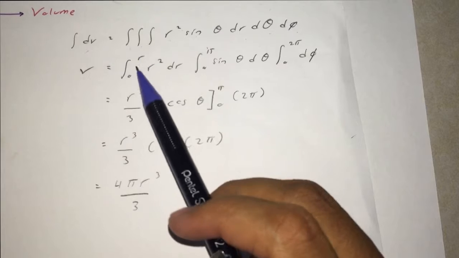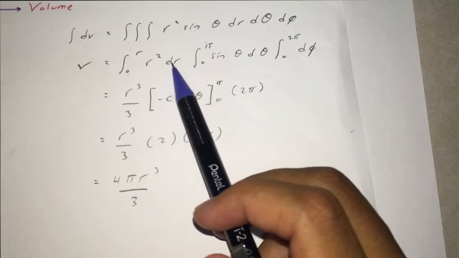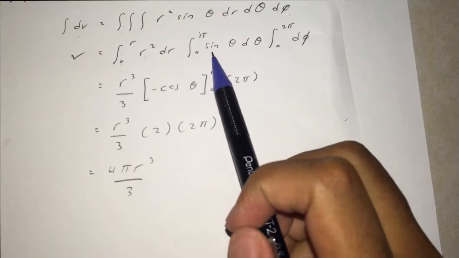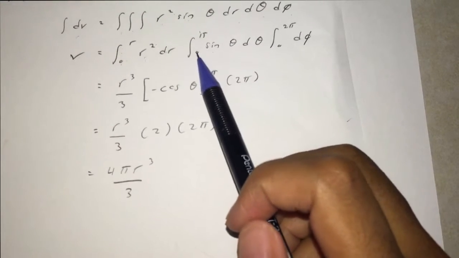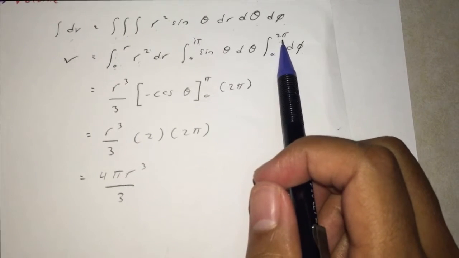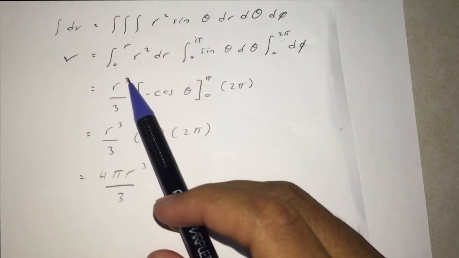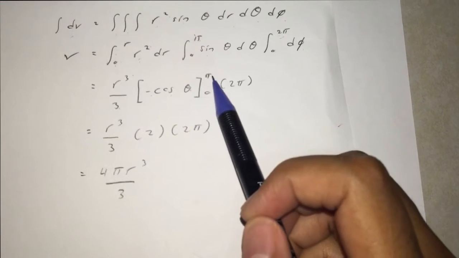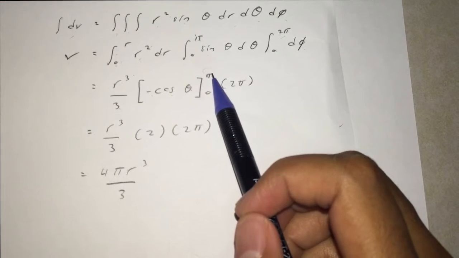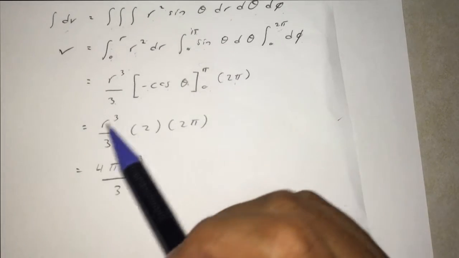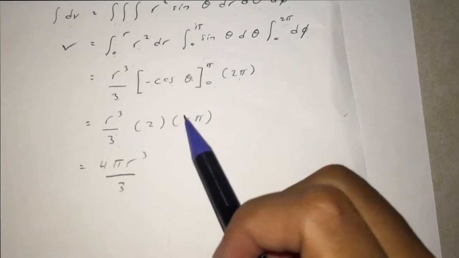So we will get the volume with the limit for dr 0 to r, integrate r square dr, integrate sin theta d theta with the limit 0 to pi, and integrate d phi using 0 to 2 pi limit. So we get r cube over 3 times negative cos theta, that we need to insert pi and 0 into, and times 2 pi, so we get r cube over 3 times 2 times 2 pi.